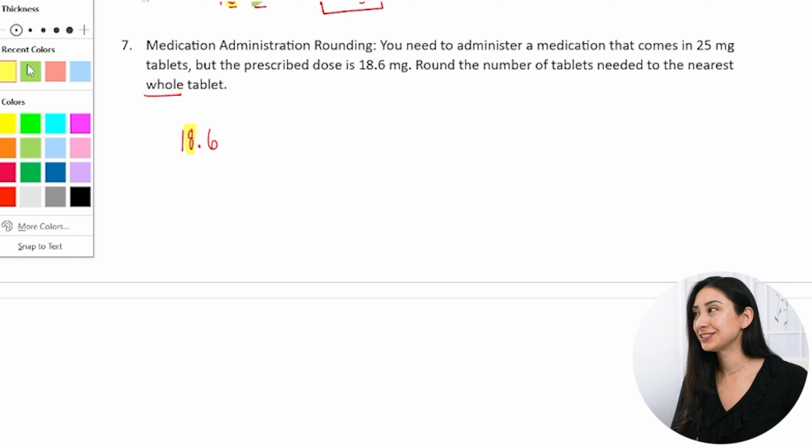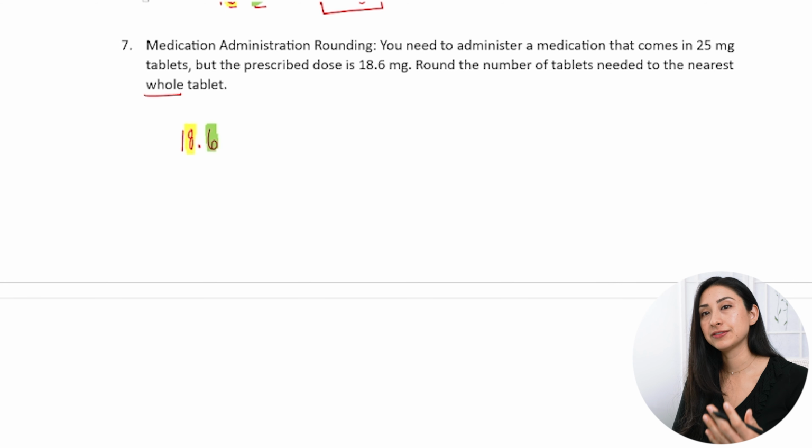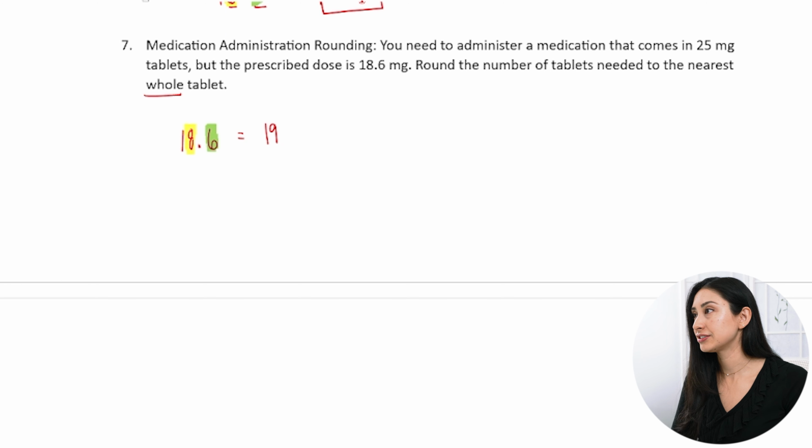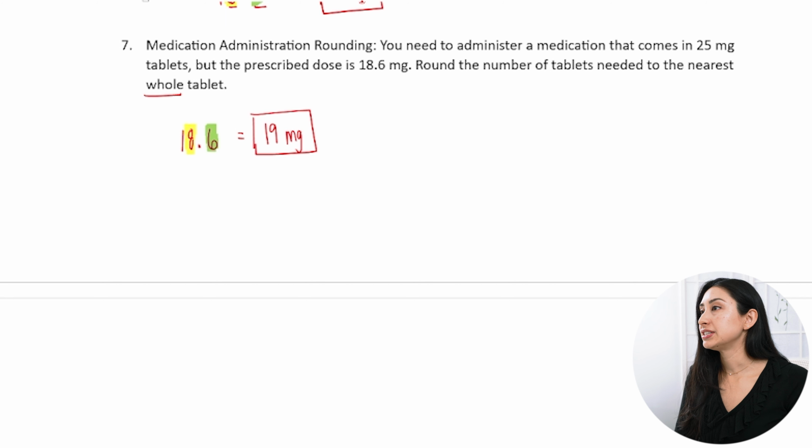And then the next step is to look directly to the right. What number is directly to the right? A 6. Step after that, determine whether the 6 is in the rounding up or rounding down category. It's in the rounding up category. So that 18 should change to 19. So your final answer should be 19. And let's not forget our milligrams. So here our answer is 19 milligrams.